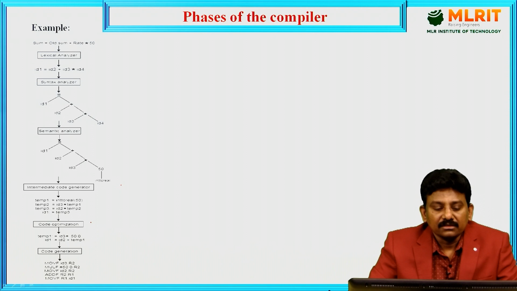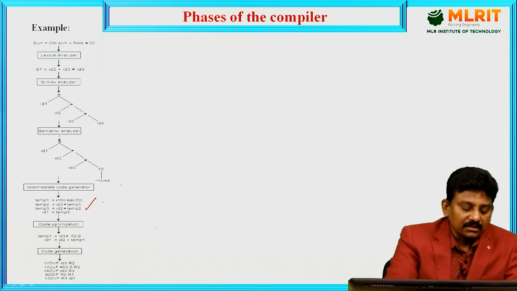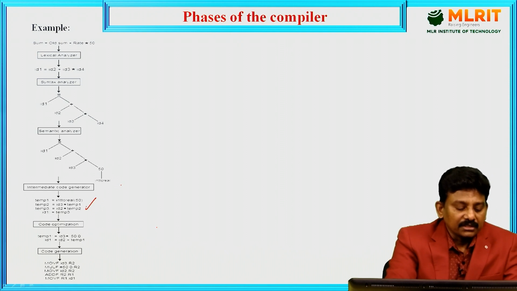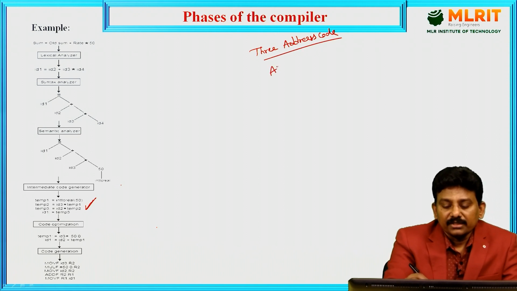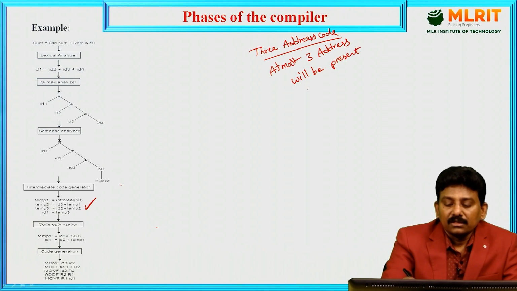The intermediate code generator takes this annotated parse tree as input and gives the intermediate representation. Intermediate representation is of three types. We can represent intermediate code in the form of a syntax tree, or in the form of 3-address code, or in the form of postfix notation. In this example, the intermediate code is represented in the form of 3-address code. 3-address code means at most 3 addresses will be present in the statement.